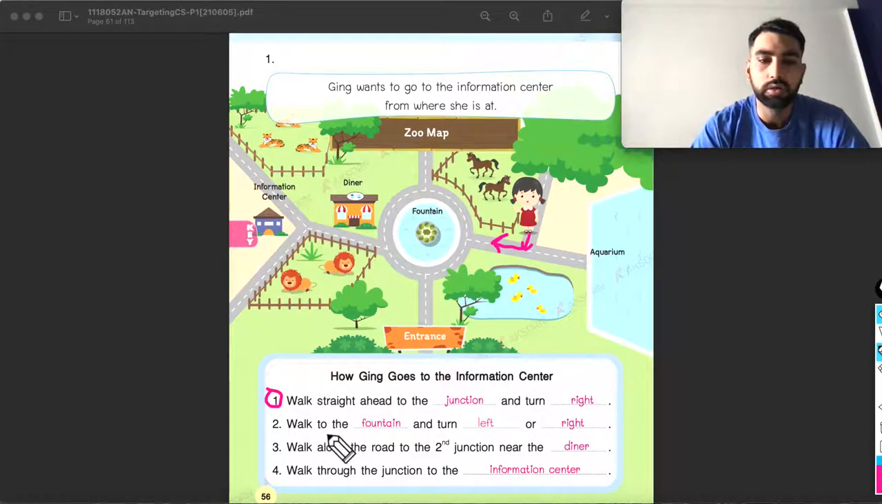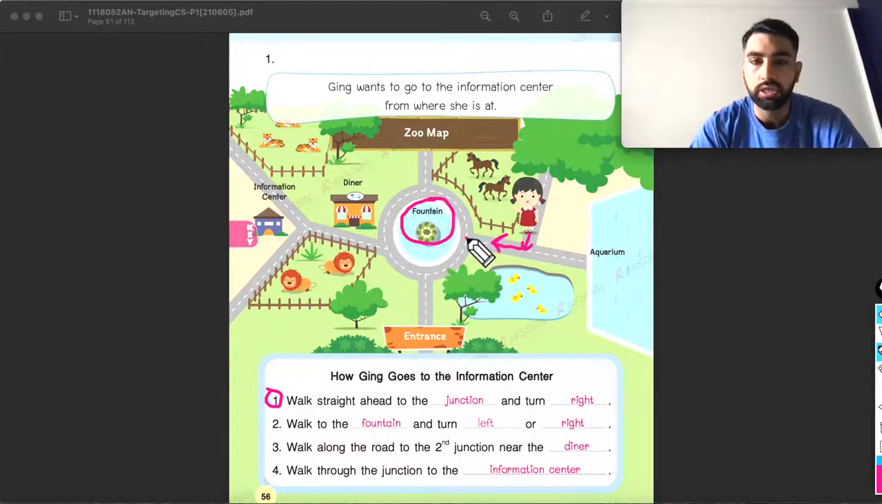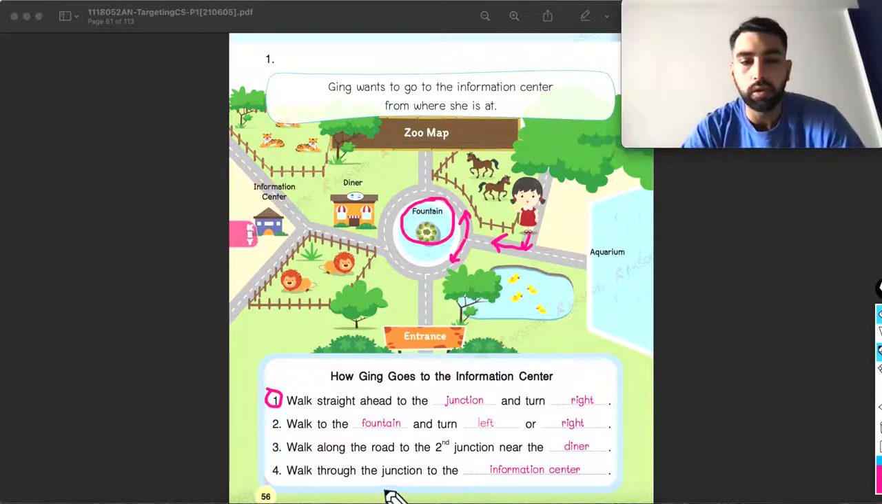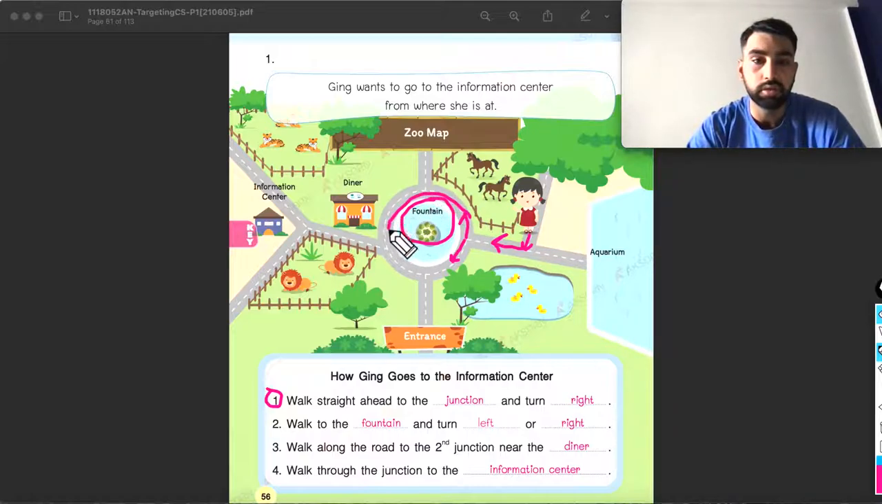Number two, walk to the fountain and turn left or right, okay? You can see this is the fountain. So from here, she can go right or she can go left, either way, all right? And number three step is walk along the road to the second junction near the diner, okay? Walk along the road, and as you can see, the second junction near the diner. This is the junction, all right?